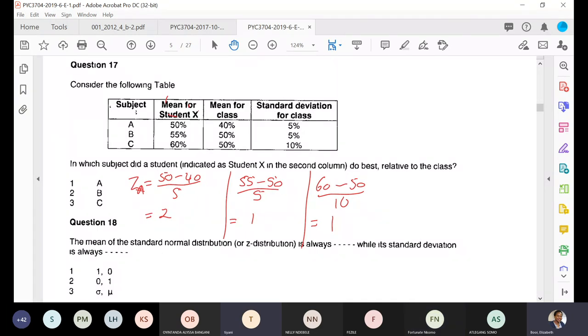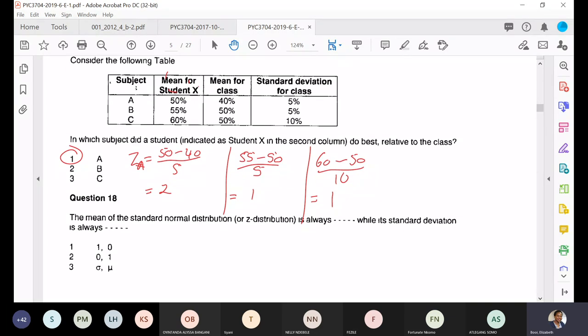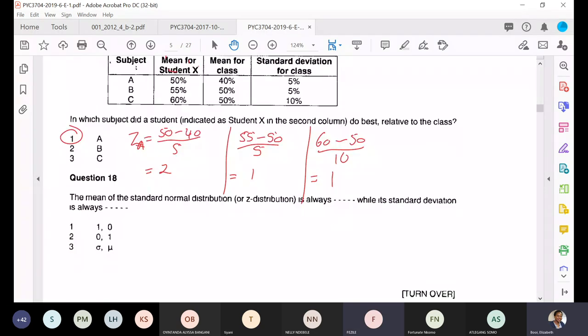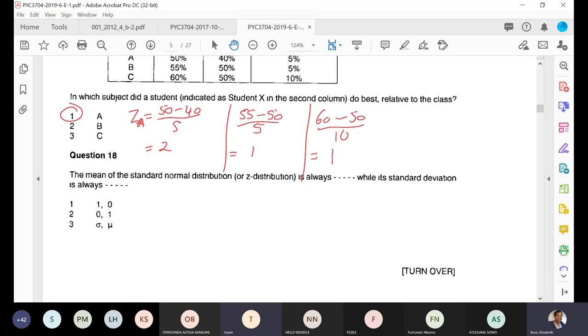Which is also 1. So they say which one did they do best relative to the others, which means which one has the biggest Z score. Then it means they are scoring more than the rest. So which is 2, which is A. So A is the right one to choose. If they would have said below, then you would have selected the other, but otherwise, they would have swapped the values and made sure that one has the value closer or below or something like that.